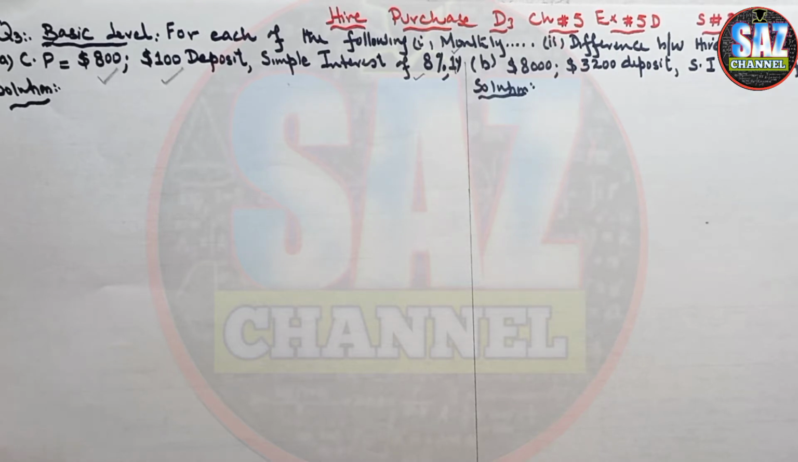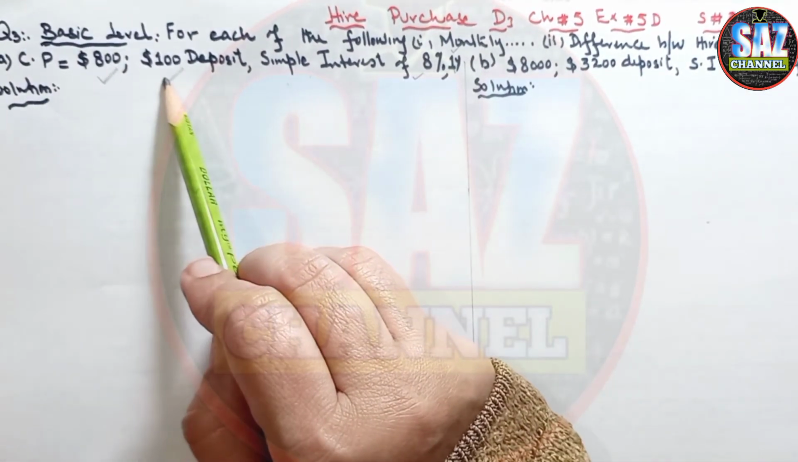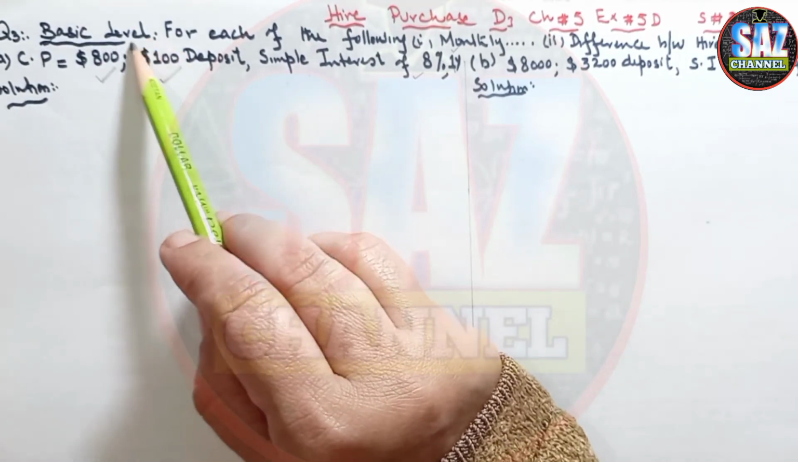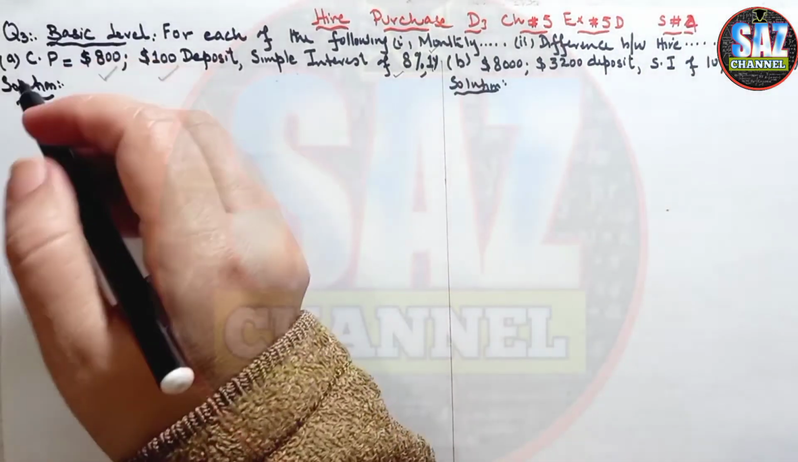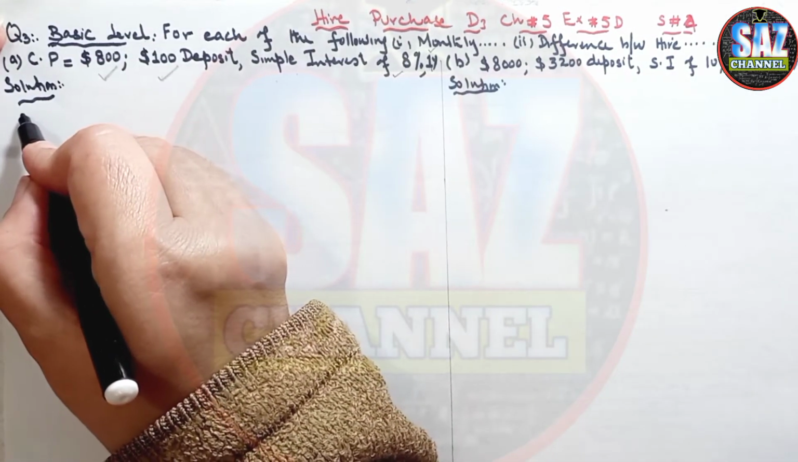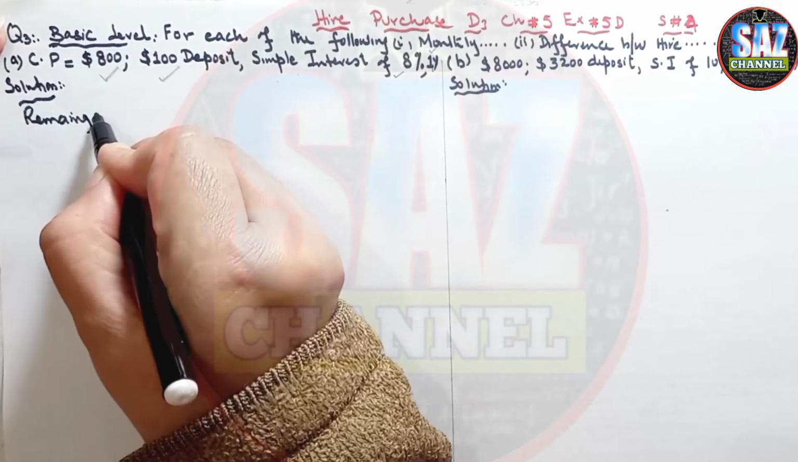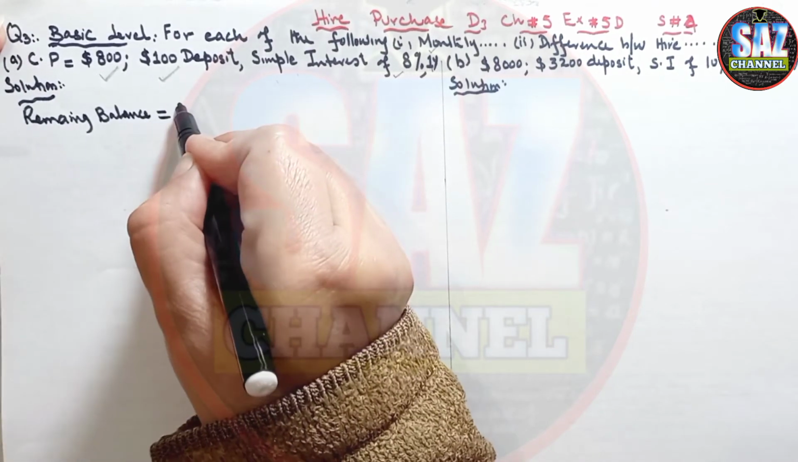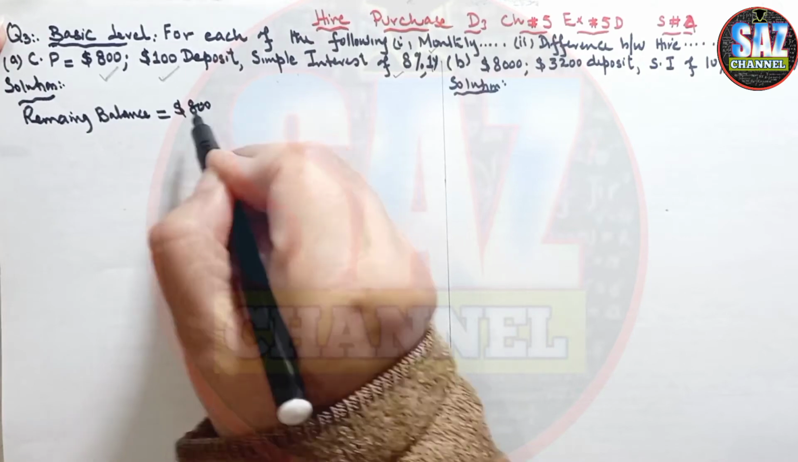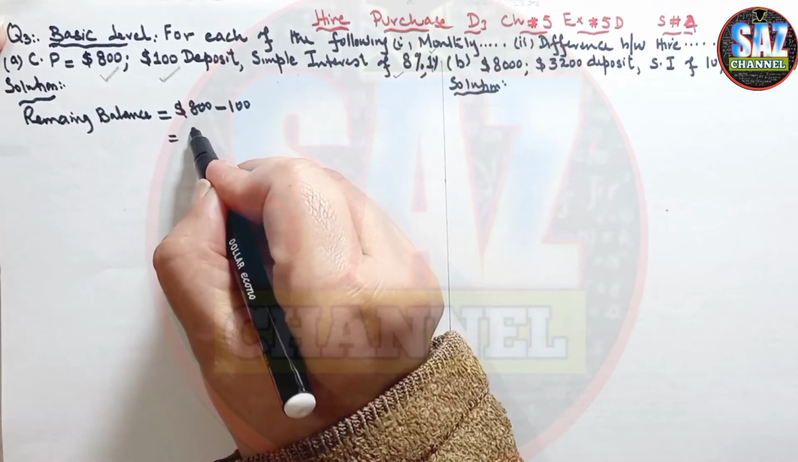First of all, we have to understand that whatever interest we have to pay, that interest is on the amount after depositing this $100. So first of all, we have to find the remaining balance. The remaining balance will be equal to 800 minus 100, so the remaining amount that we have to pay is $700.